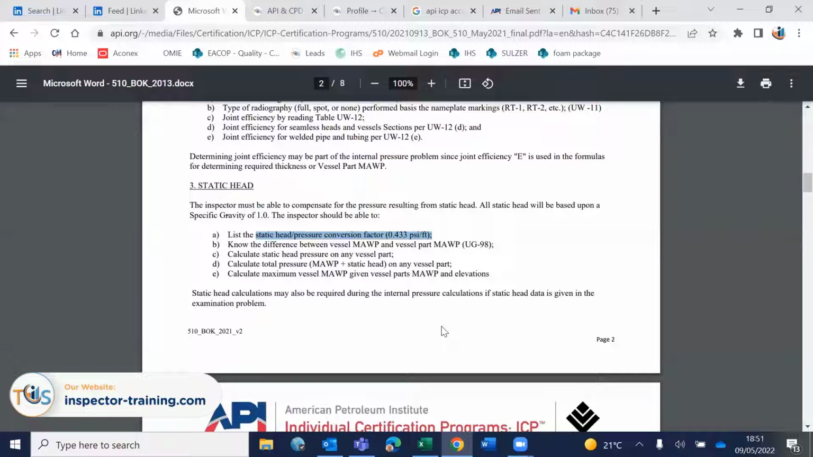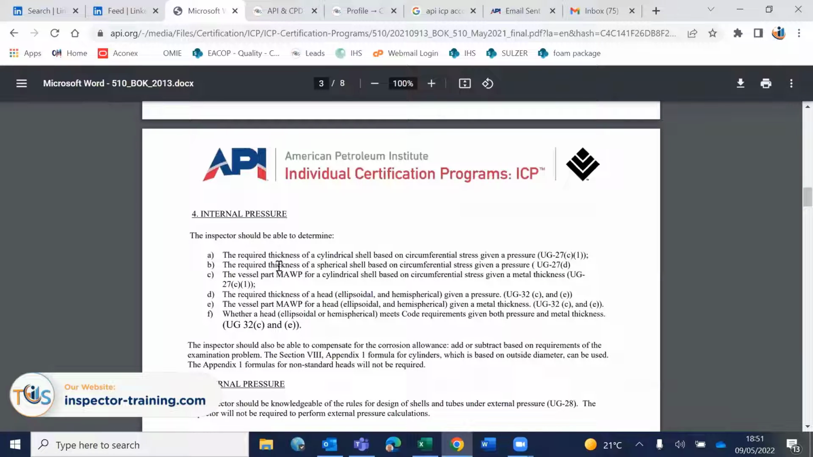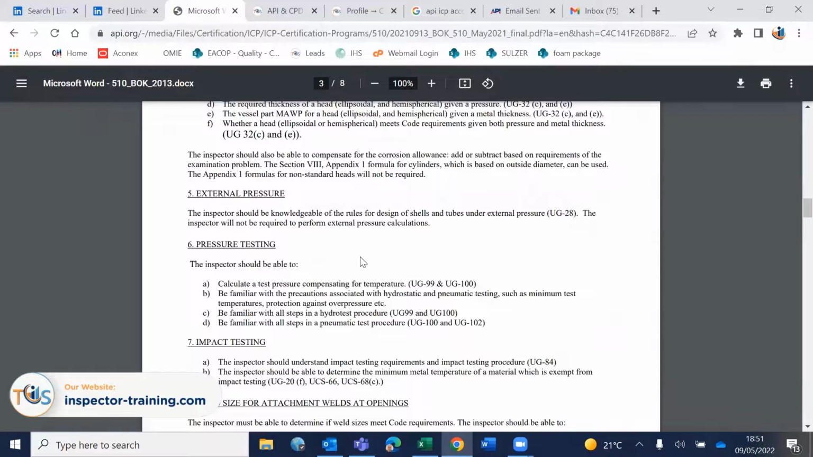Yeah. So you should understand these basic things, you know, you should understand what is the maximum allowable working pressure. See here, calculate total pressure, maximum allowable working pressure plus static head. So you should understand what 4.33 is, right? And then UG27, this is not much coming from here. They already mentioned it.